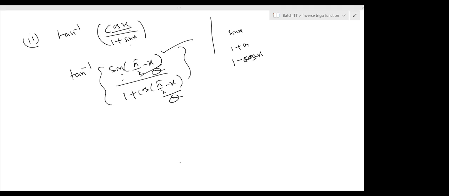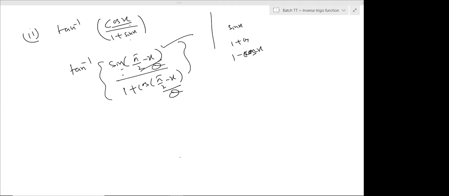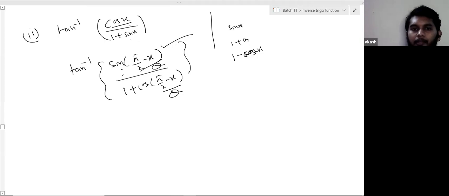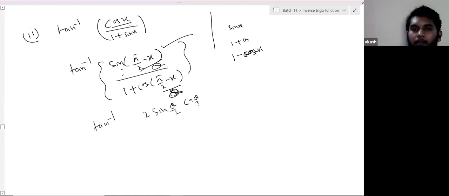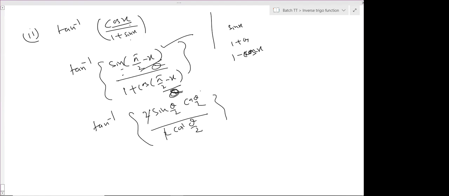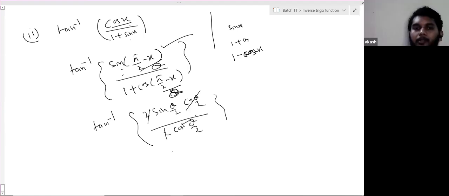Is it tan inverse tan theta by 2? All right, let's see. This is theta, this is theta, this is tan inverse 2 sine theta by 2 cos theta by 2 upon 2 cos square theta by 2, right? Yes, sir. This is cancelled, cos theta by 2 is left, the square is gone. So tan inverse tan theta by 2. So the answer is theta by 2.